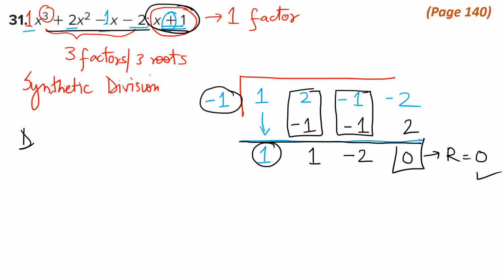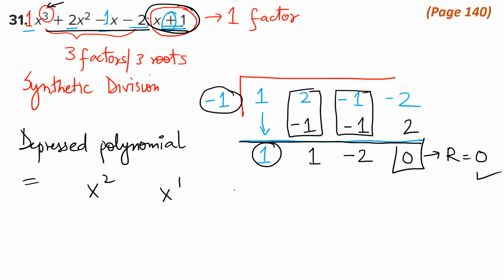Now next step, we write the depressed polynomial. So remember, the depressed polynomial has 1 degree less. The degree in the question, how much? 3. So we start with degree 2, 1, 0. Let's write the numbers. These are the 3 numbers we have got from the synthetic division. So 1, plus 1 and minus 2. So if I simplify, this comes x square plus x minus 2.